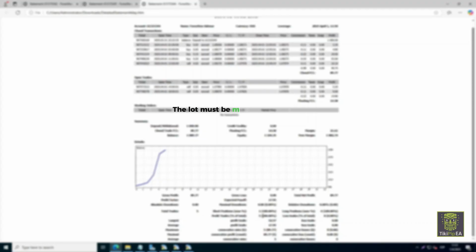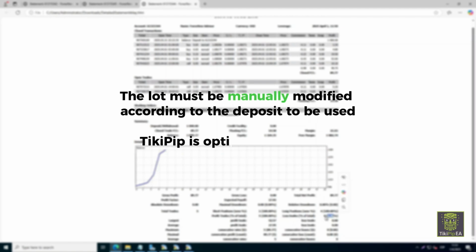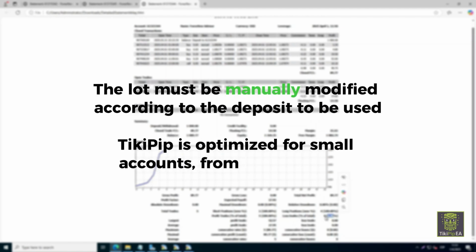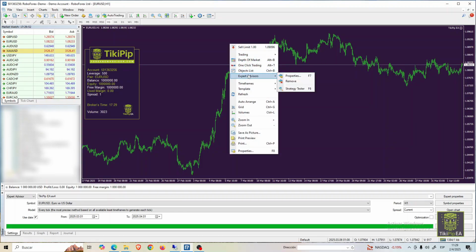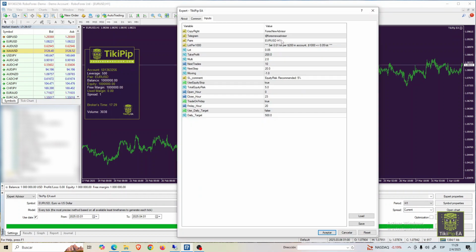Remember this: the lot must be manually modified according to the deposit to be used. And secondly, the bot is optimized for small accounts, from $200 to $5,000. Within the EA settings, you will see the following parameters: the pair chosen for the EA, the lot. Remember that it is 0.01 every $200. That is, if your deposit is $1,000, the lot will be 0.05. The take profit. It is set to 200 pips, and we do not recommend to modify it.